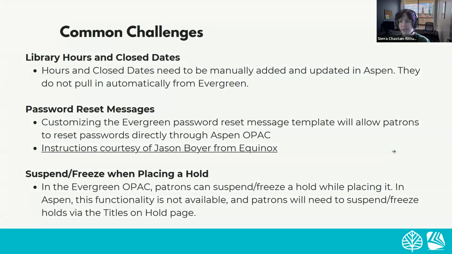All right. Just some common challenges that we encounter a lot when helping our libraries. The first thing, and this comes up every year, the library hours and closed dates need to be manually updated in Aspen as well as in Evergreen. Aspen and Evergreen don't talk to each other as far as the library hours and the closed dates go. So we do have to do that in both places if libraries want it updated in both places. This is something that generally network staff is doing for our libraries, but some of our libraries do feel comfortable enough to do this on their own in Aspen, but that is something that comes up all the time.